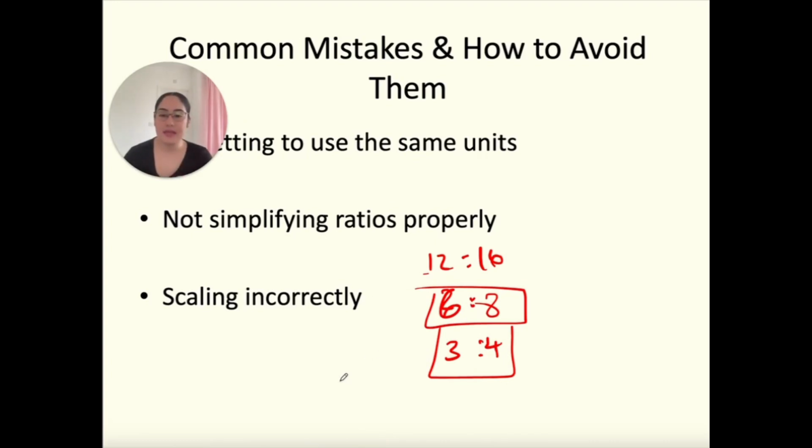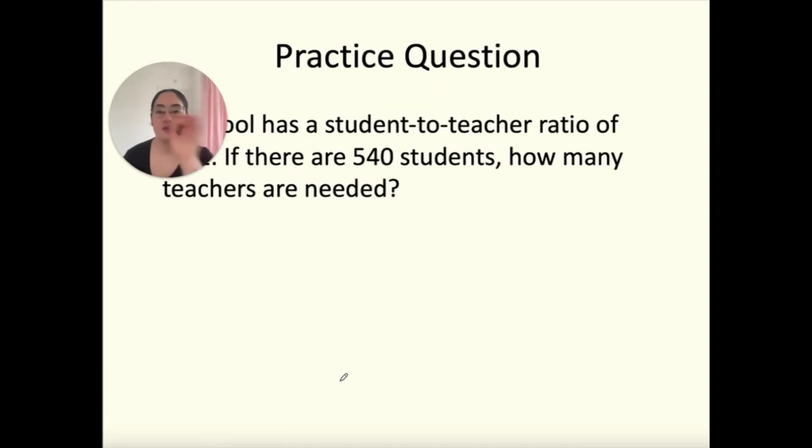And then finally, a common mistake is scaling incorrectly. So always multiply and divide both numbers in the ratio by the same value. Like I said, whatever you do to one part, you always do the same to the other as well. So always remember that. Right, now it's your turn.